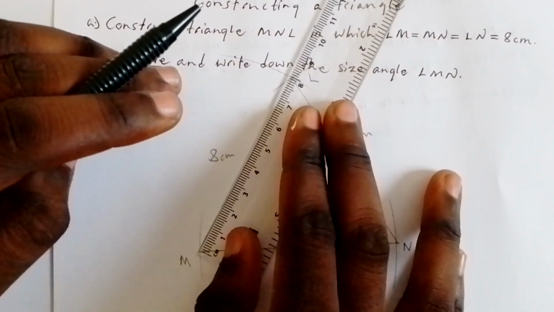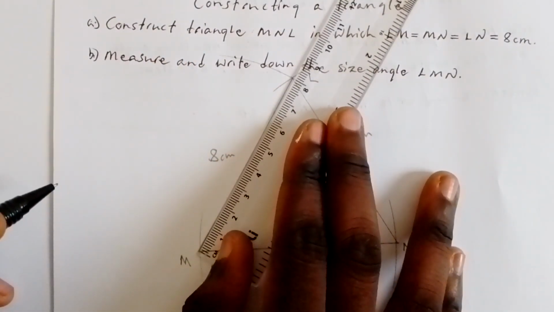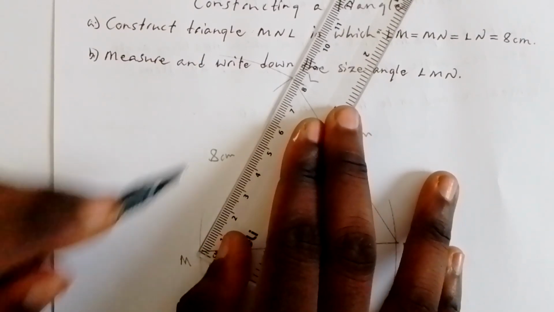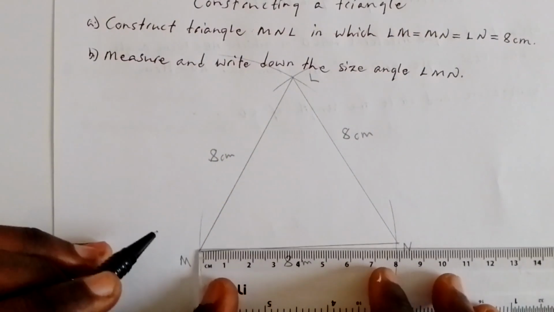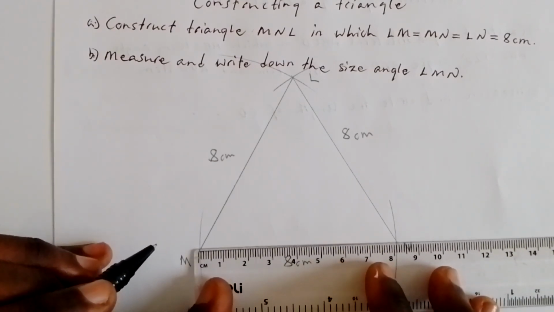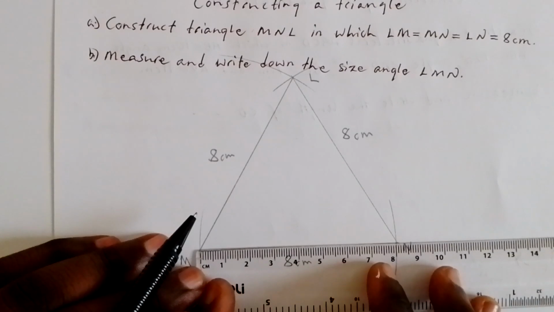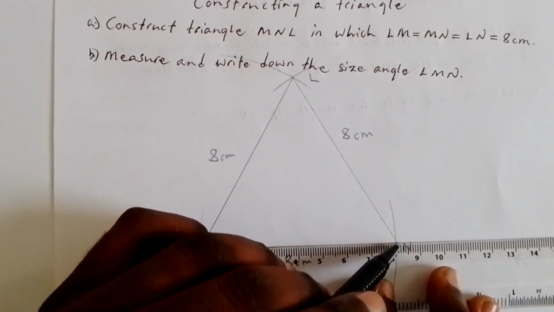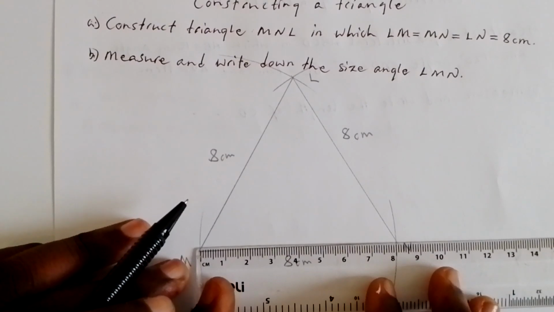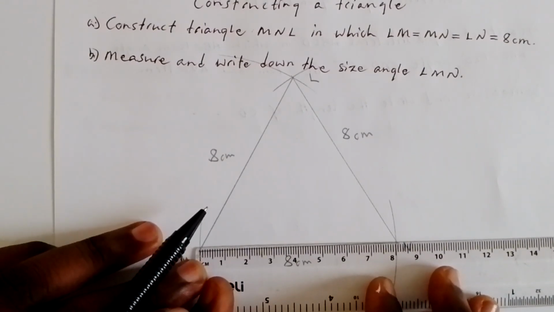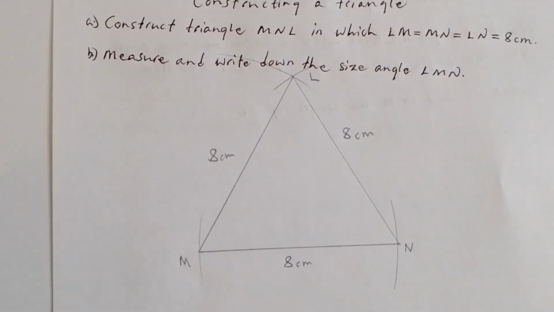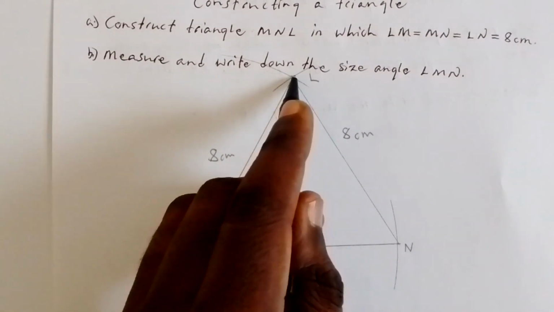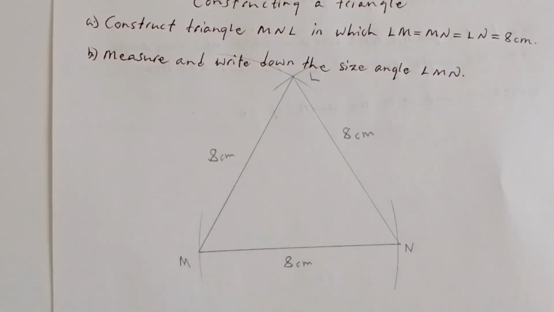And then this side, from here up to there is also 8 centimeters. And then from here up to there, from here up to here, it's also 8 centimeters. Okay, as you can see, that is 8 centimeters each. Then the next question is, measure and write down the size of angle LMN. Angle LMN, so meaning this angle here.